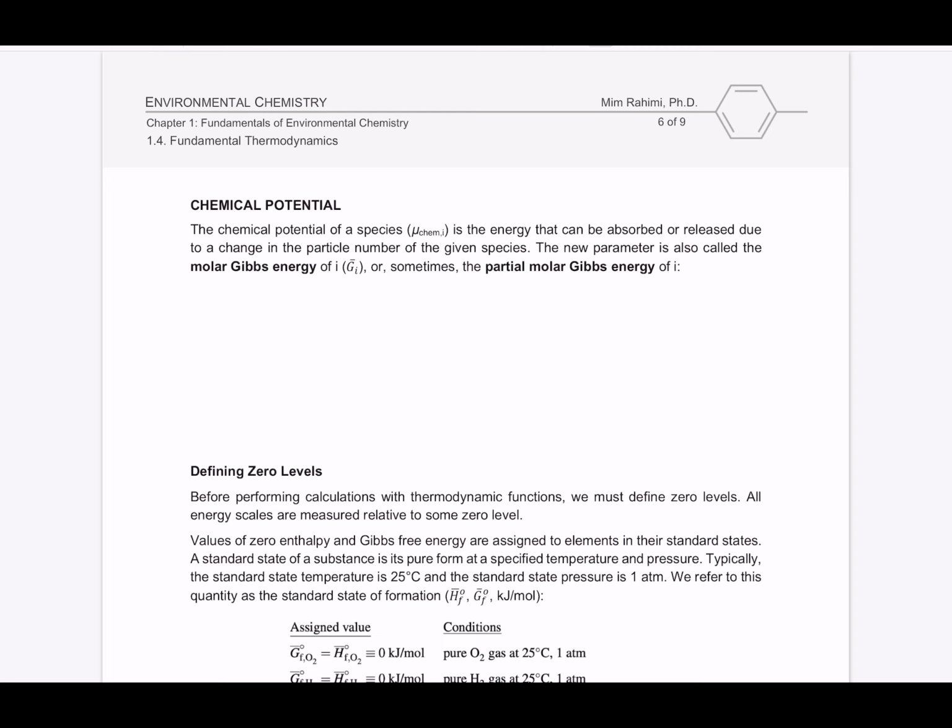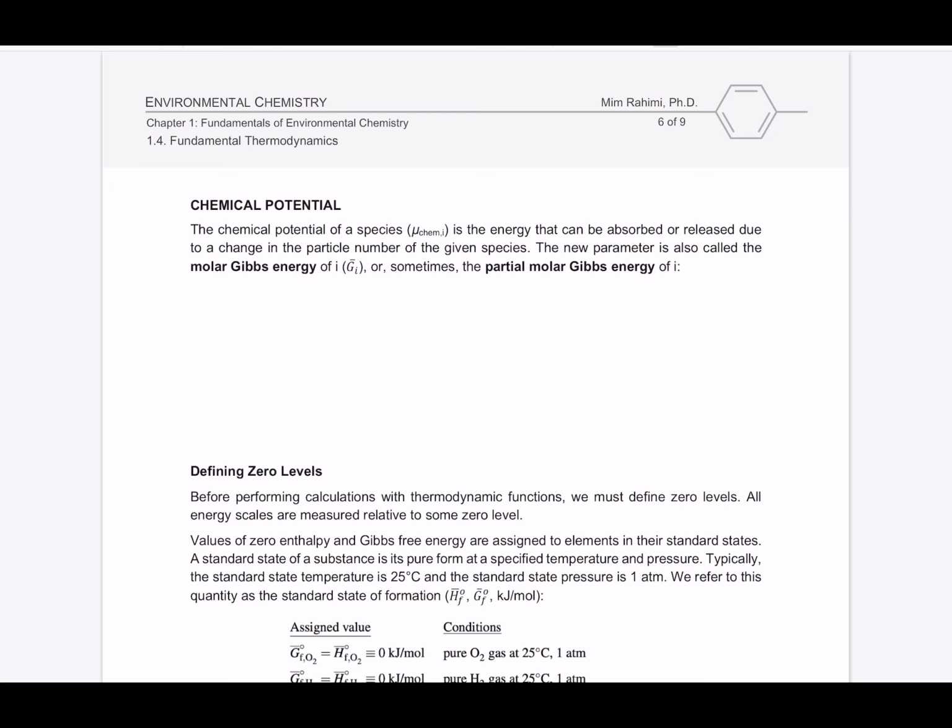So again, system, now we're zooming in on the individual components, sugar, coffee, water, and the individual species in the gas phase. So the chemical potential of species I is the energy that can be absorbed or released due to a change in the particle number of a given species. So this might be a bit confusing. Let's make it very simple.